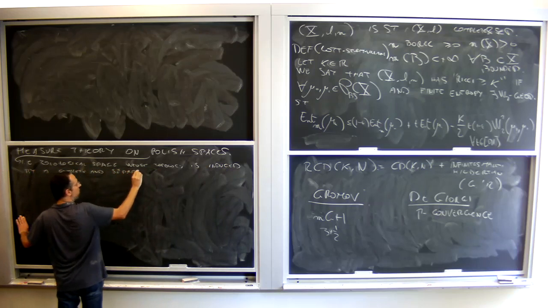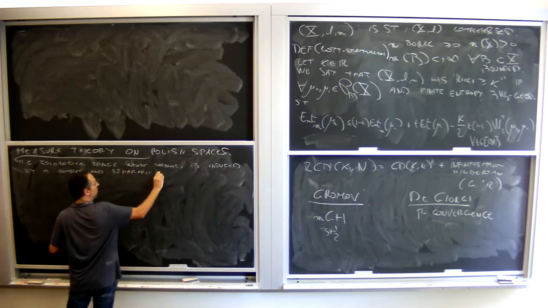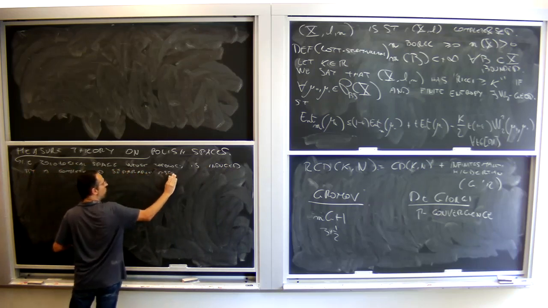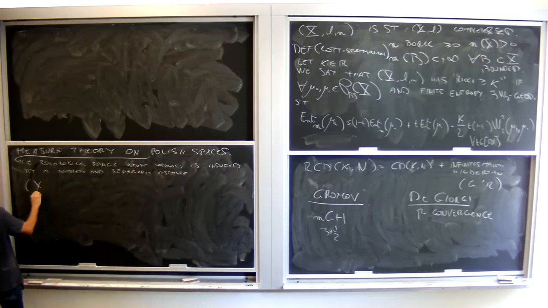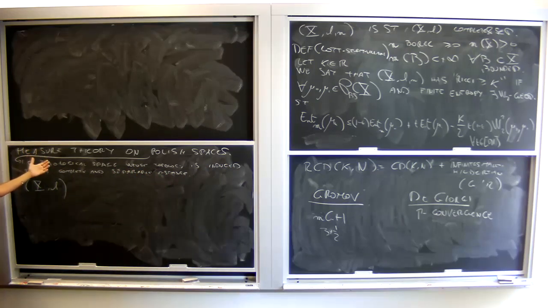In fact, to be honest, I will actually work directly with a complete and separable metric space (X,d). But I want to emphasize this point of view because for a while, all these statements are really topological. And when one does measure theory on Polish spaces, it really means that the actual distance is irrelevant. What only matters is that there exists such a distance, but there is no preferred one.